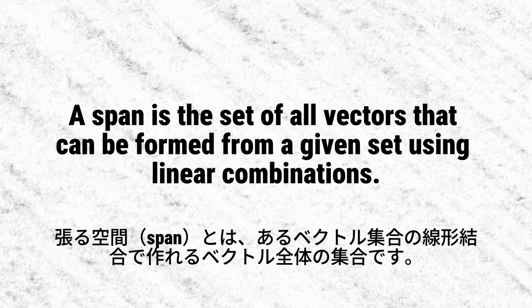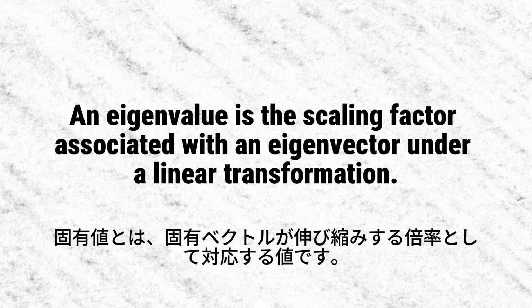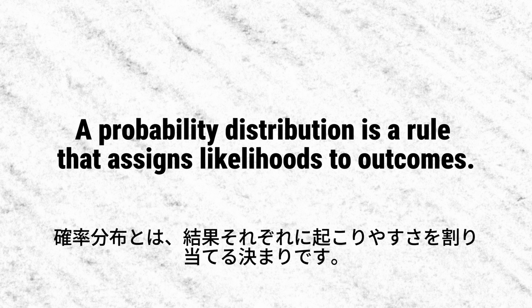A span is the set of all vectors that can be formed from a given set using linear combinations. An eigenvector is a non-zero vector that keeps its direction under a given linear transformation. An eigenvalue is the scaling factor associated with an eigenvector under a linear transformation. A probability distribution is a rule that assigns likelihoods to outcomes.